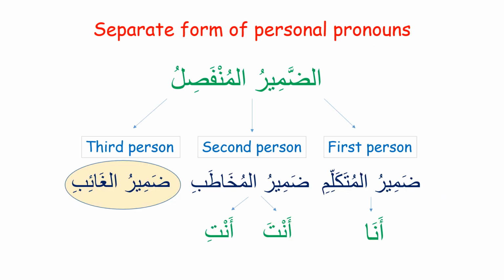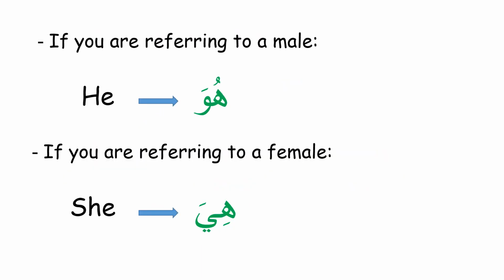We do call the third person in Arabic ضمير الغائب. Again, ضمير الغائب. And here we also have a gender distinction. If we are referring to a male, we will use هو. Again, هو. However, if we are referring to a female, we will use هي. One more time, هي. I think it's pretty easy since we also have a gender distinction in English for the third person, so everyone can relate to that.